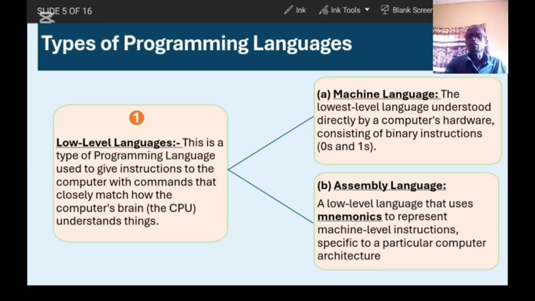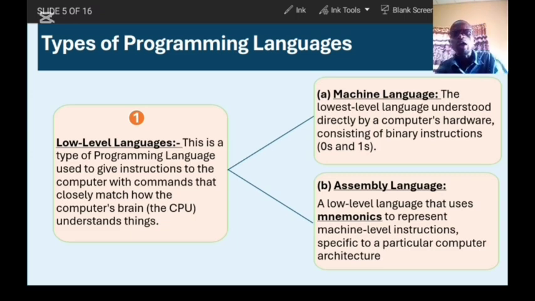Meaning, if I have about 10 computers with different architectures and I want to write instructions for those computers to add two numbers, let's say 2 plus 2, it means I will need to write different sets of instructions for each of the 10 computers. So that is why they are considered low.